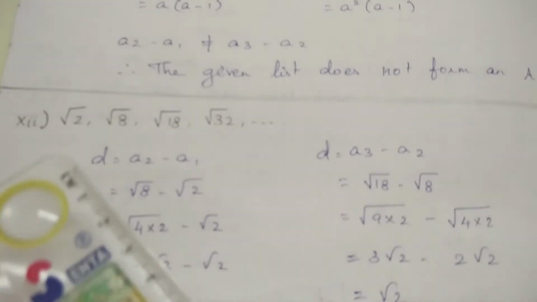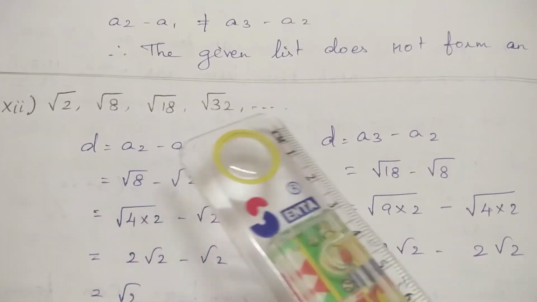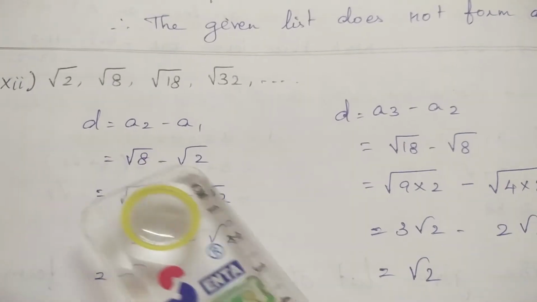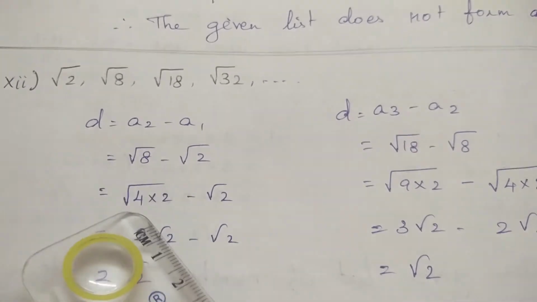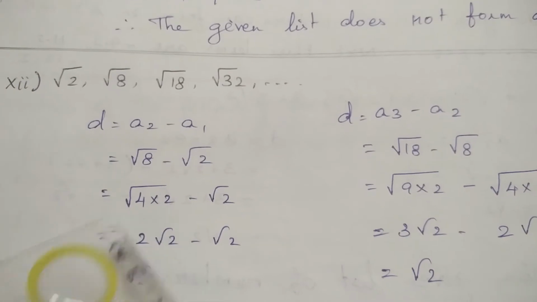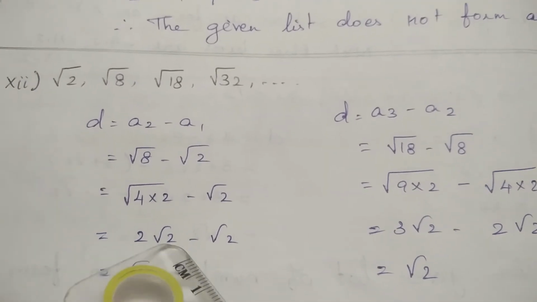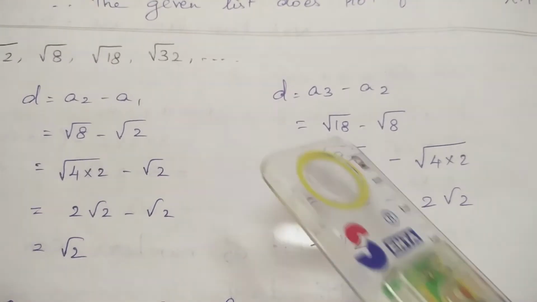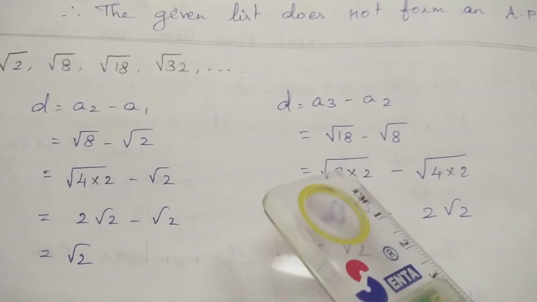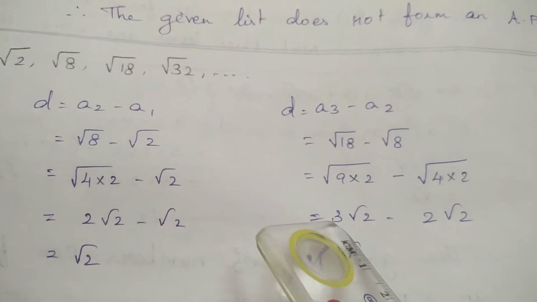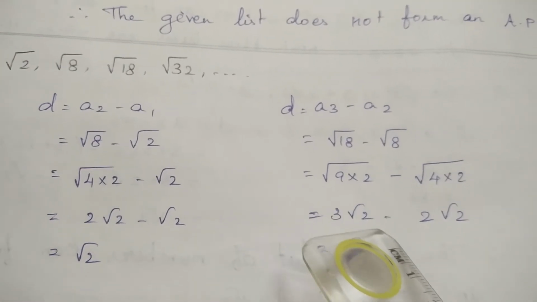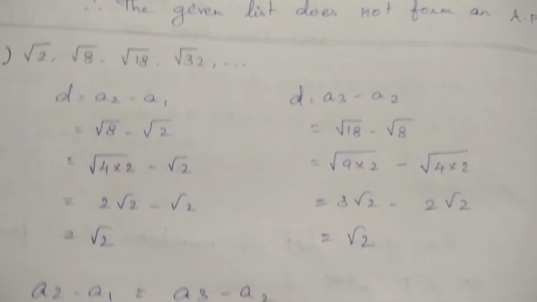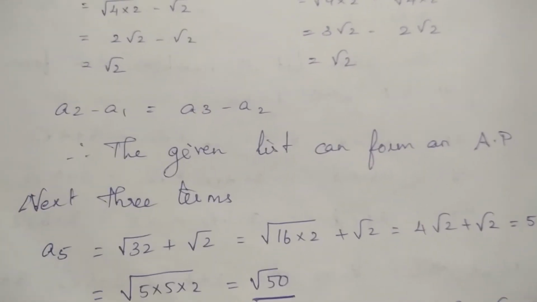The next one: root 2, root 8, root 18 and root 32. Same as before, D equals A2 minus A1, root 8 minus root 2. Root 8 can be written as root of 4 into 2, and the square root of 4 is 2. So 2 root 2 minus root 2 is root 2. In the same way, root 18 can be written as root of 9 into 2, and 9 is the square of 3, therefore 3 root 2. Then subtract and get the difference. Here the common difference is the same, so the given list of numbers can form an AP.